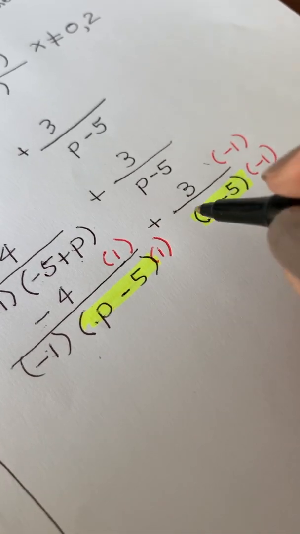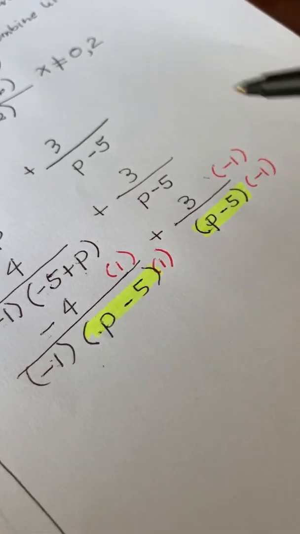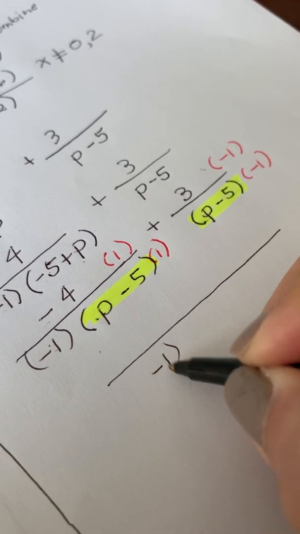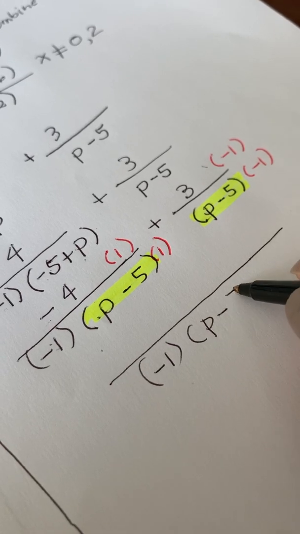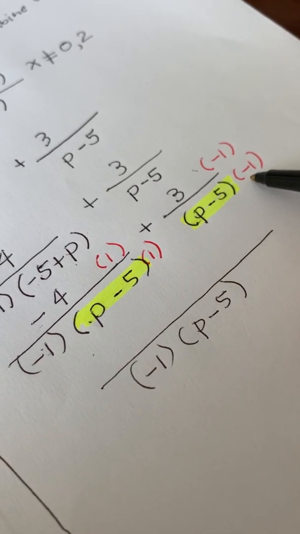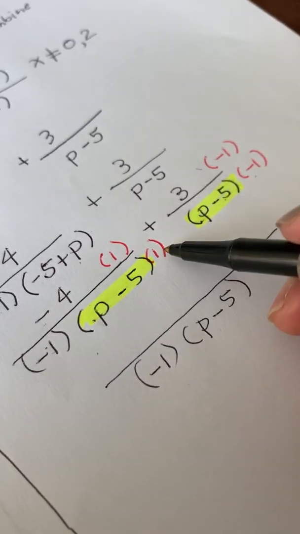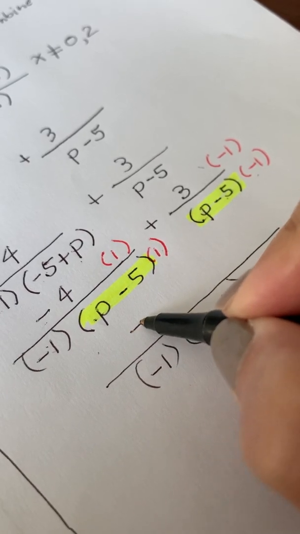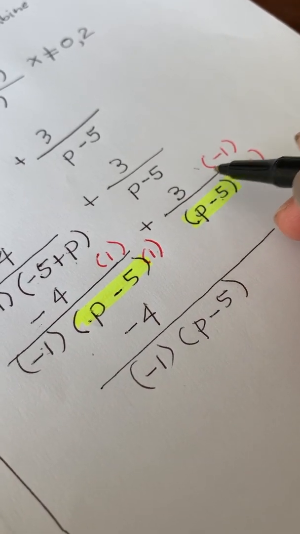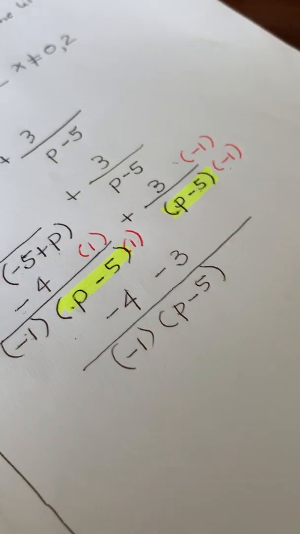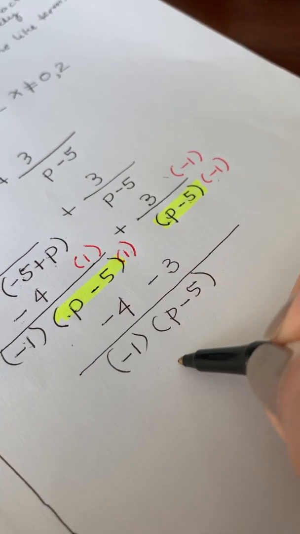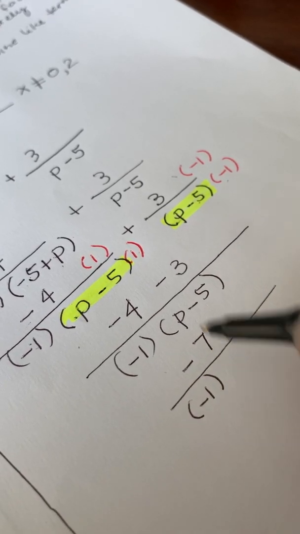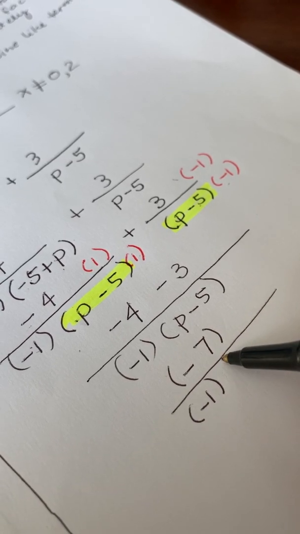This will be negative. So now their denominators are the same. The common denominator is -1 and p minus 5. Okay, the numerator here will be -4. And the numerator here will be -3. So let's combine the numerators. That's -7. And this is -1. We can also put a parenthesis there.